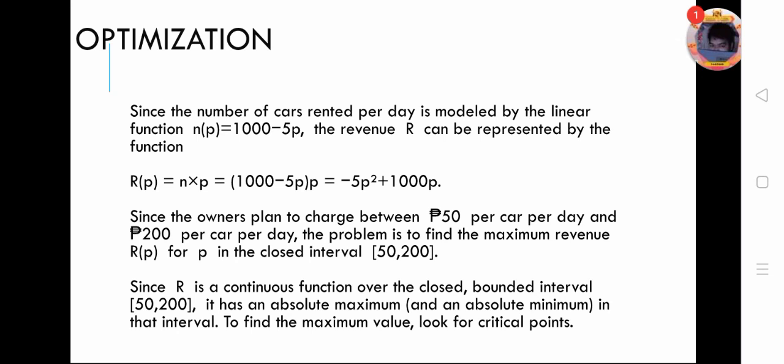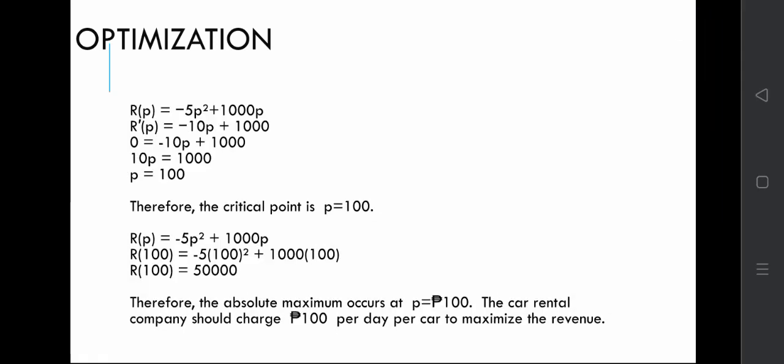Now that we have set up the goal, let's now derive the function R of P is equal to negative 5P squared plus 1000P. Deriving this will give us R prime of P is equal to negative 10P plus 1000 by applying the rules of differentiation. Now to get the value of P, let us set the function to 0, where we should change R prime of P to 0. So we now have 0 is equal to negative 10P plus 1000, giving us 10P is equal to 1000 and P is equal to 100. Therefore, the critical point is P is equal to 100.